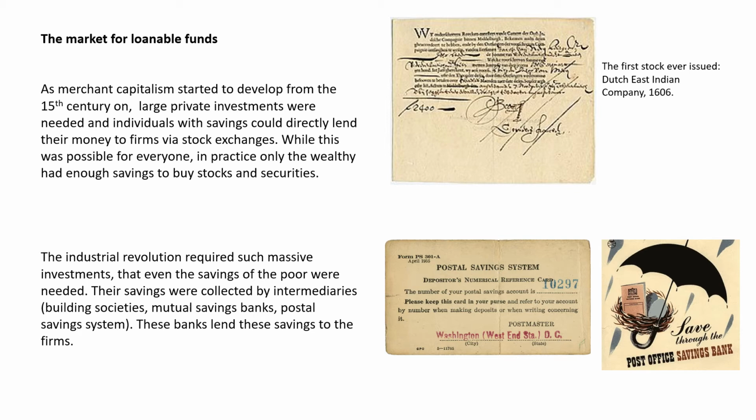What was needed is to somehow channel the savings of the poor in the society into the system of loanable funds, or in other words, into the market of loanable funds. And this required intermediaries, certain financial institutions who collected the savings of the poor, and they lent these assets to companies. Now, such institutions were first the commercial banks, but at the same time there were also other forms of financial intermediaries like building societies or mutual saving banks.